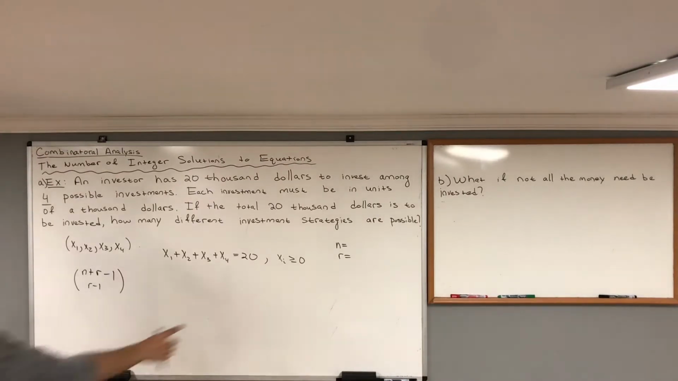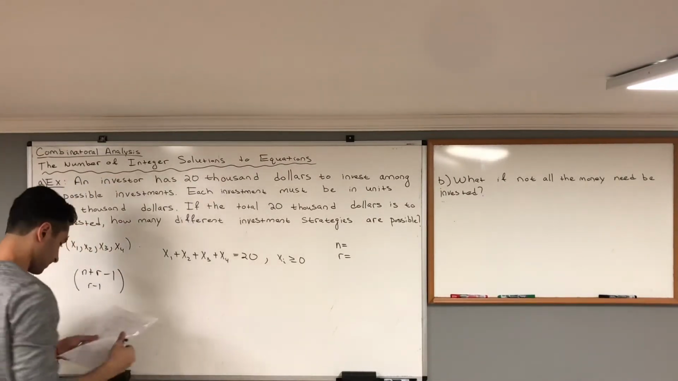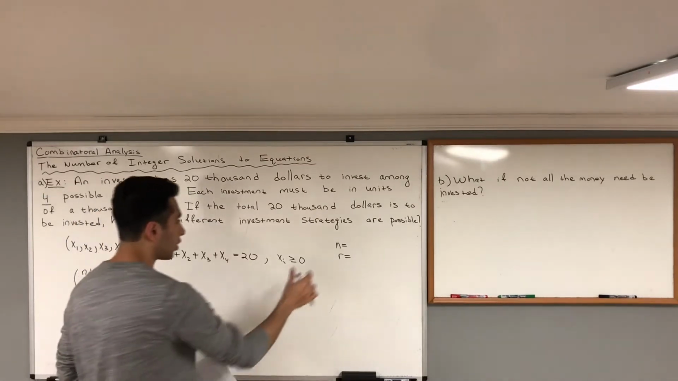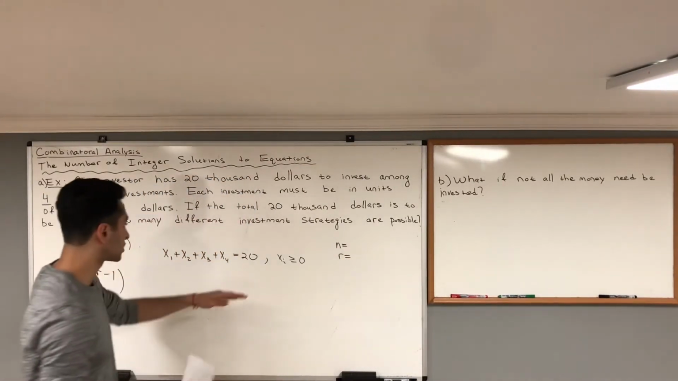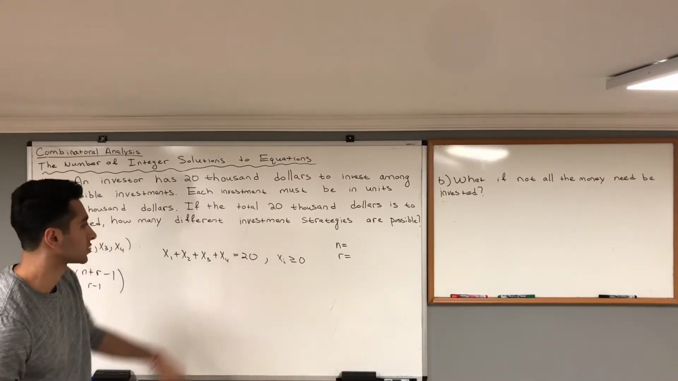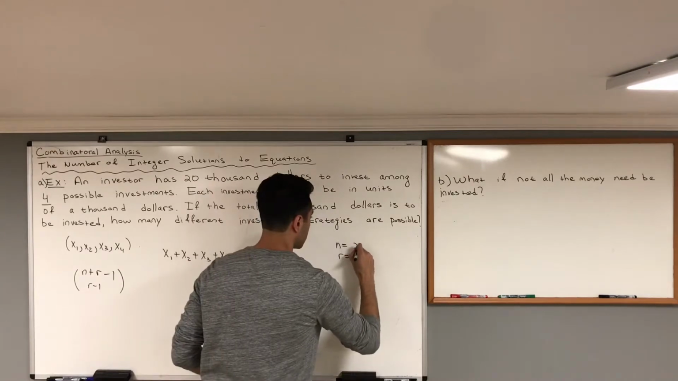Okay. And for i equals 1, 2, 3, and 4. Well, what is our n? n is always the last thing in the equation, right? It's the thing you're trying to get to. So n is 20.